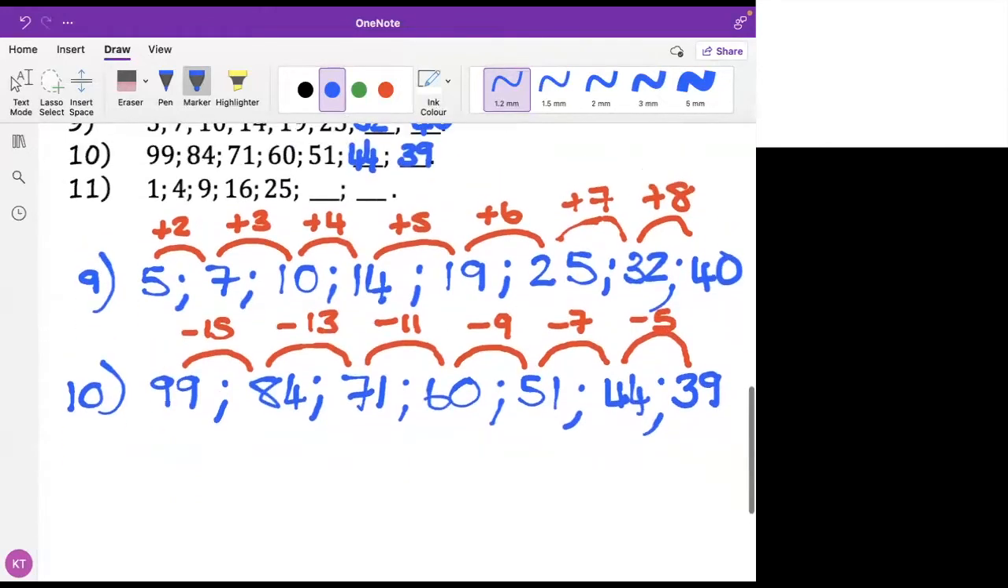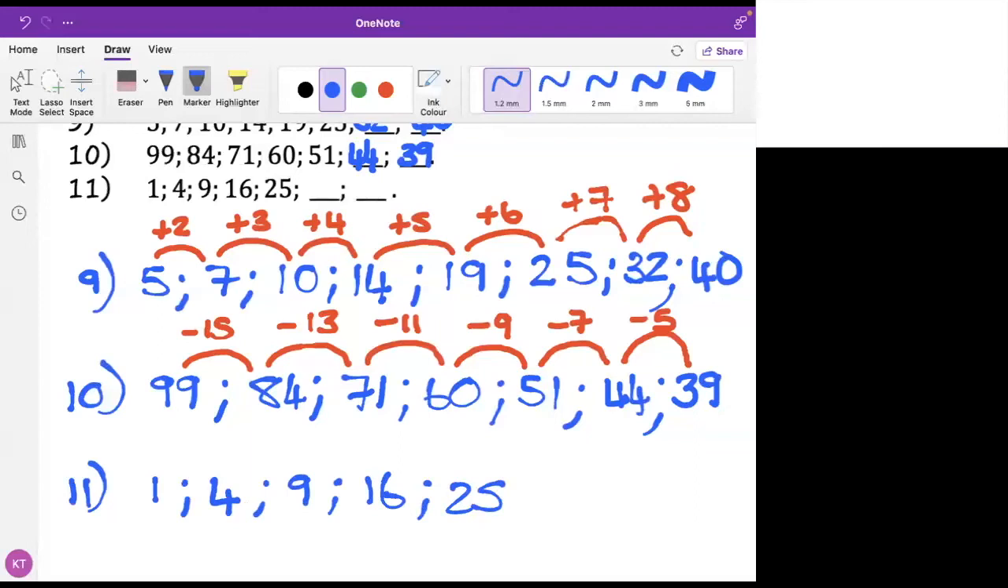Right, last one of our special type here, number 11. I had 1, 4, 9, 16, and 25. In our last topic in grade 7, we did a lot of exponents and worked on squares and cubes, and we had quite a few lessons on those, if you remember. When we had those lessons, I told you it's a really good idea to draw up your table and to revise and learn your square numbers.